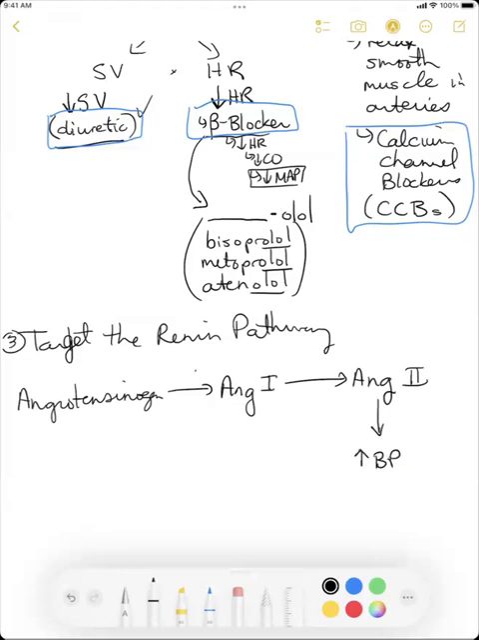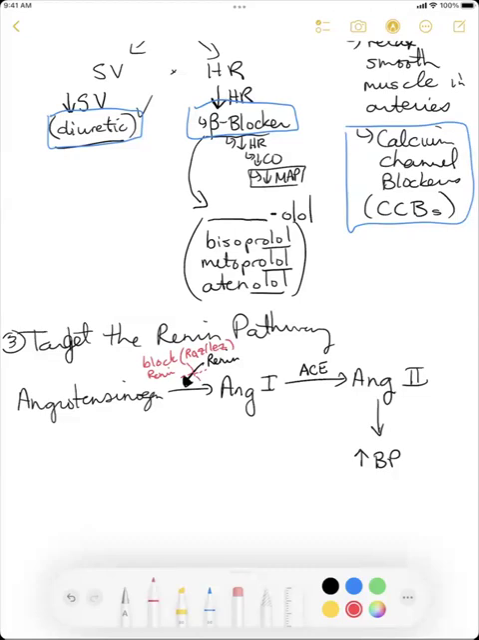Remember the substance that was going to allow for this conversion of angiotensinogen to angiotensin 1 was renin. And the enzyme that would allow for the conversion of angiotensin 1 to angiotensin 2 was ACE, angiotensin converting enzyme. We can block the pathway along any of these. So there are medications that will block the action of renin. Medication name is called Razolez.